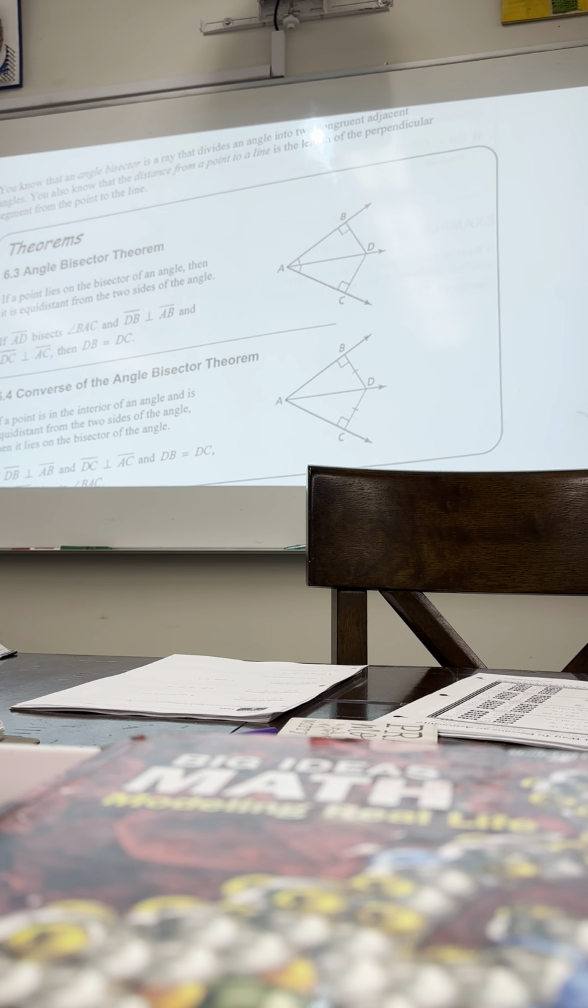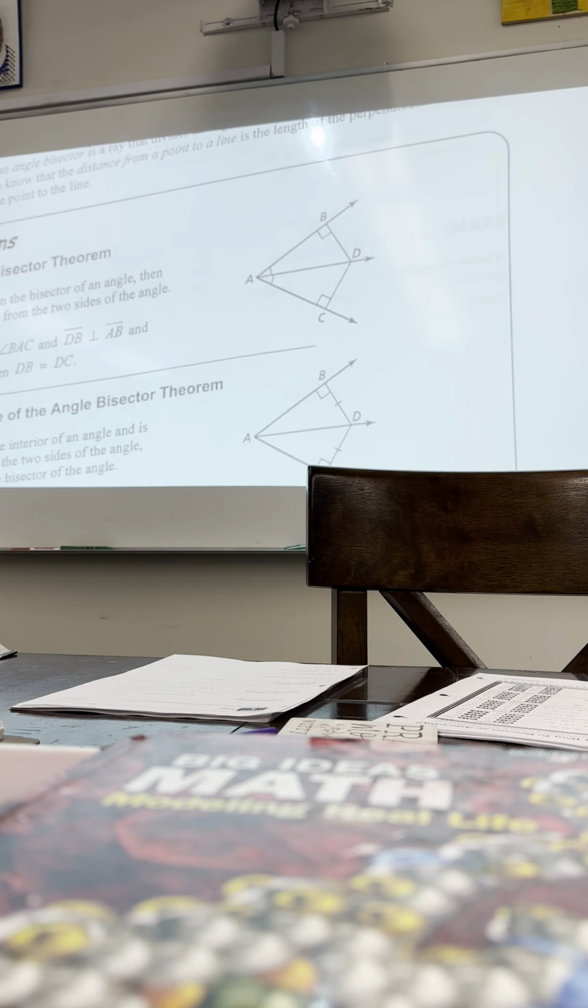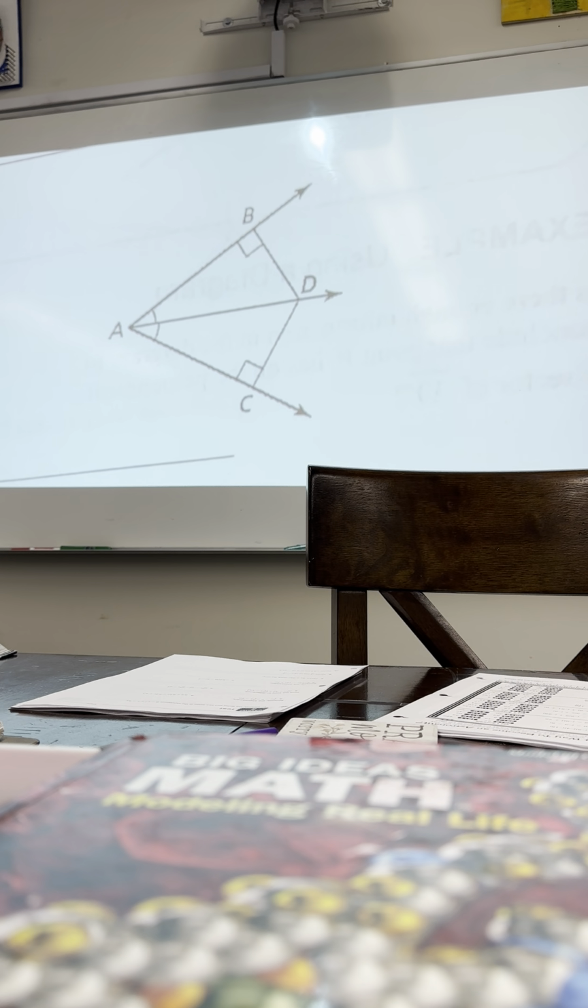Okay, now we're going to look at one more idea here. This one is about an angle bisector. You know that the angle bisector is a ray that divides an angle into two congruent angles. So it should be pretty clear to you in this diagram that since these angles are congruent here, you have an angle bisector, right?